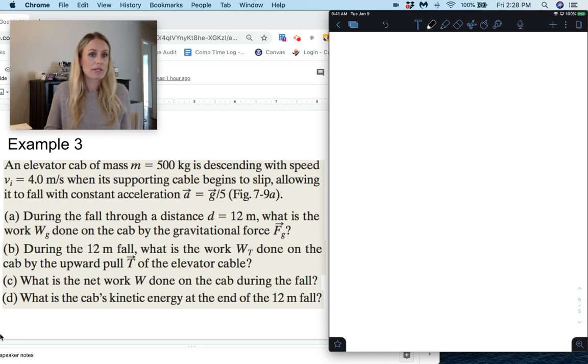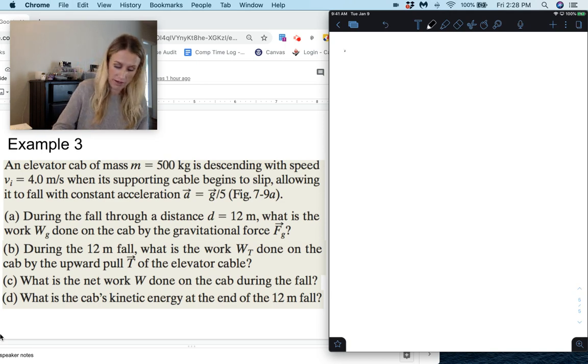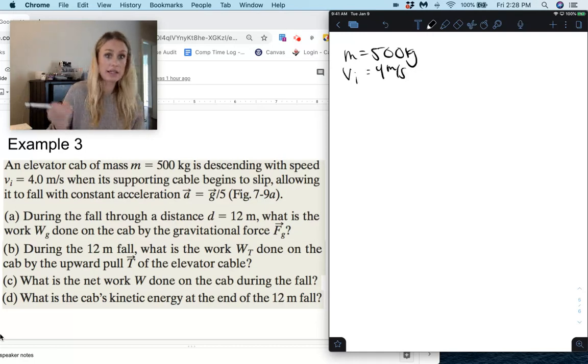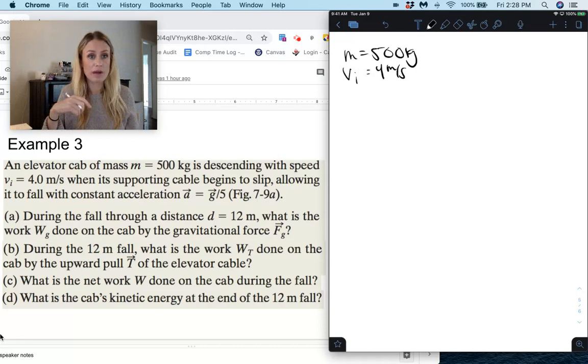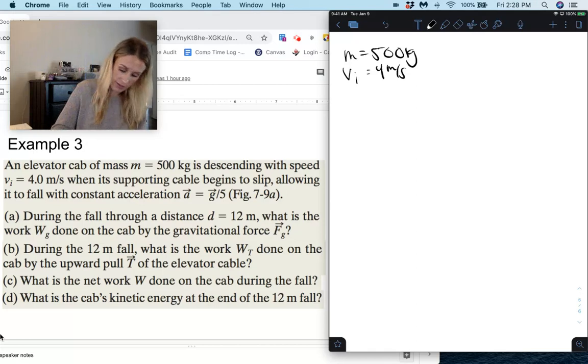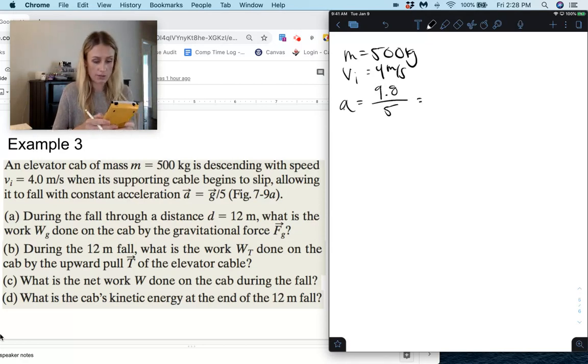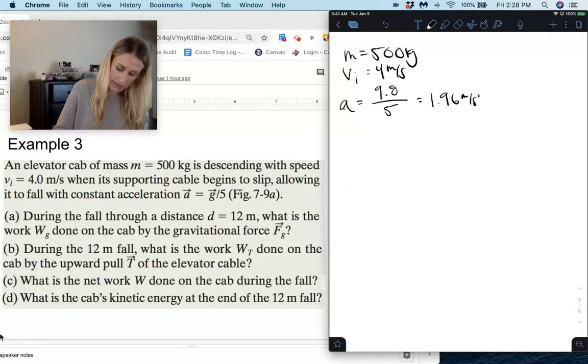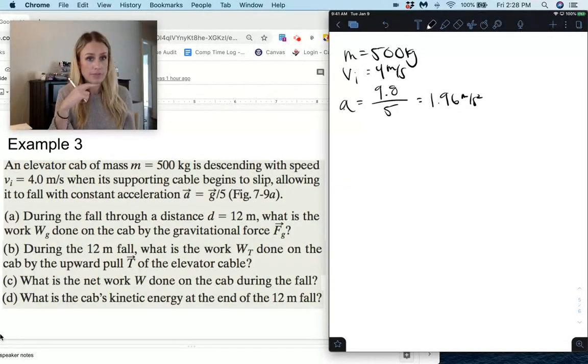All right, so we have example number 3 for the work energy theorem. An elevator cab of mass m of 500 kilograms is descending with a speed v initial of 4 meters per second when its supporting cable begins to slip, allowing it to fall with a constant acceleration a equals g divided by 5. So our acceleration will be equal to 9.8, which is g divided by 5. So if we do that really quick on our calculator, 9.8 divided by 5, we get 1.96 meters per second squared. So that's our acceleration downward.